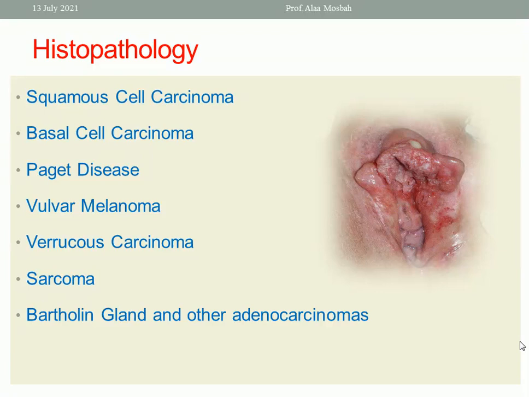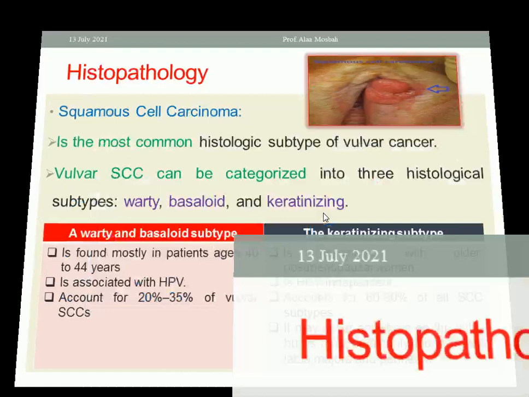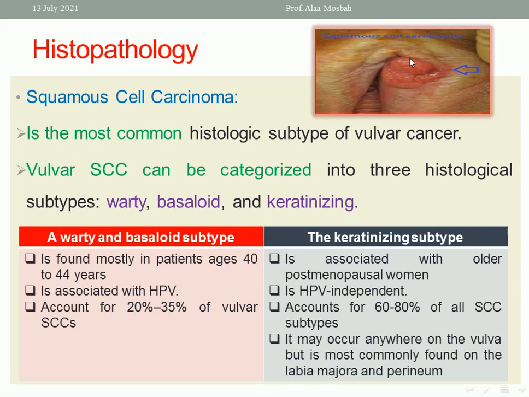The histopathology includes different types. The commonest is squamous cell carcinoma. The other types include basal cell carcinoma, melanoma, Paget's disease, verrucous carcinoma, sarcoma, Bartholin gland carcinoma, and other adenocarcinomas. What about squamous cell carcinoma? In this picture, this is squamous cell carcinoma.